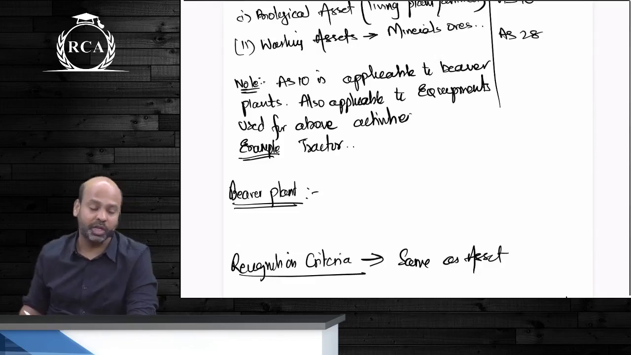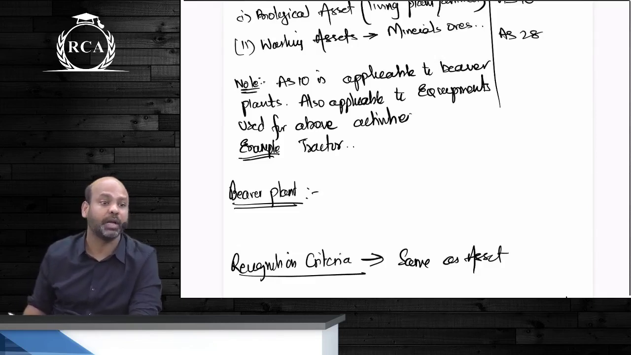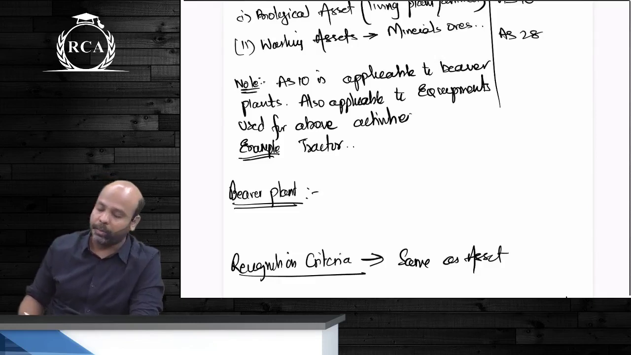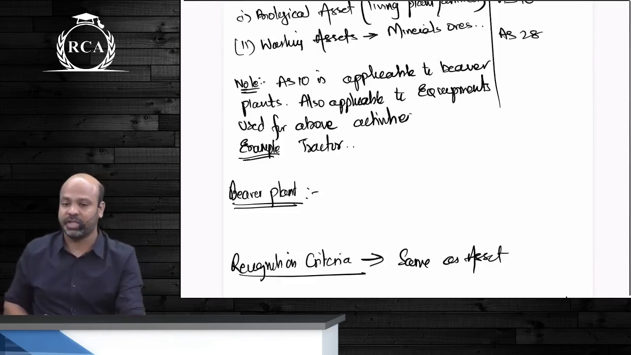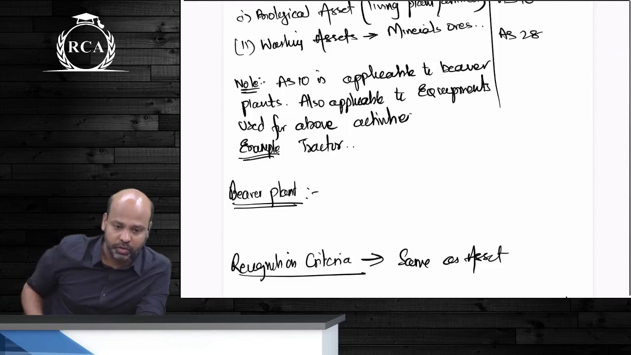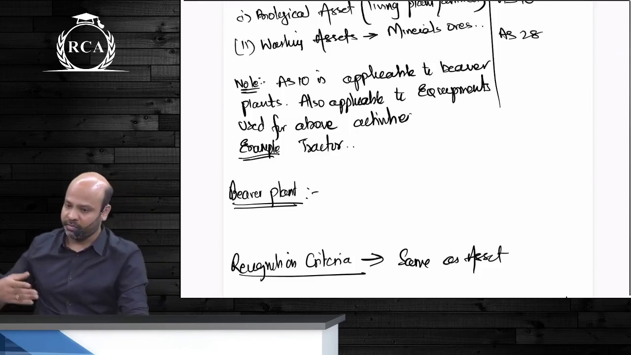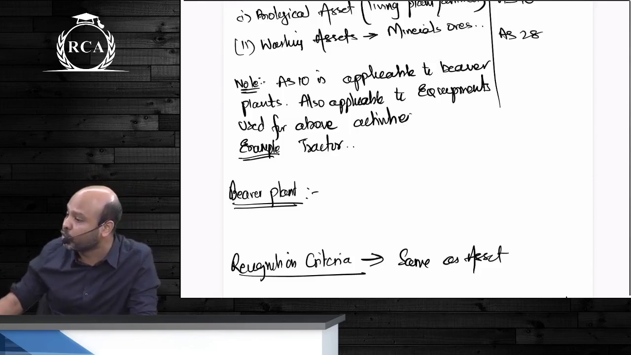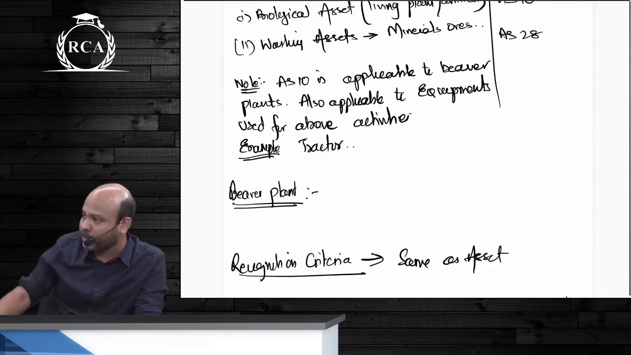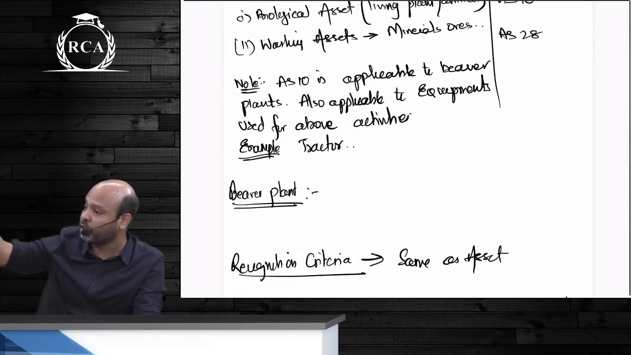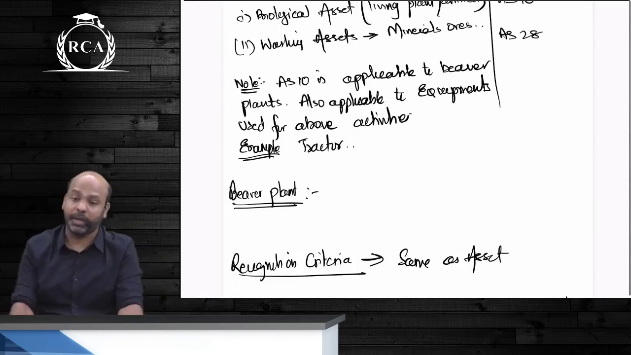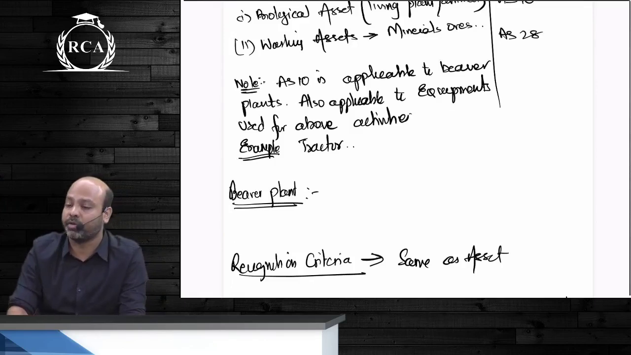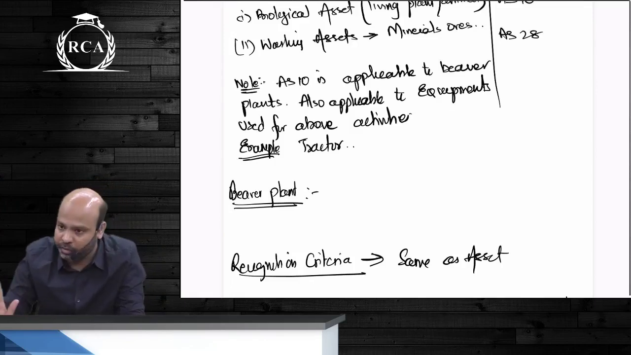However, the exception here is that AS10 is still applicable to a bearer plant. A bearer plant is a plant which is expected to give you produce over more than one financial year. The intent is not to sell the plant itself. The intent is to sell the produce out of the plant. You may sell the plant, but only at the end of its useful life. That's a bearer plant. The example of a bearer plant that we did was a mango tree. Are we all clear about it?